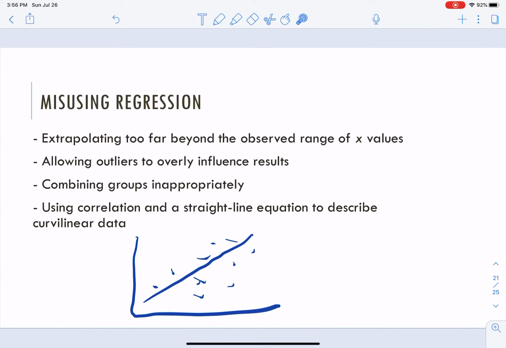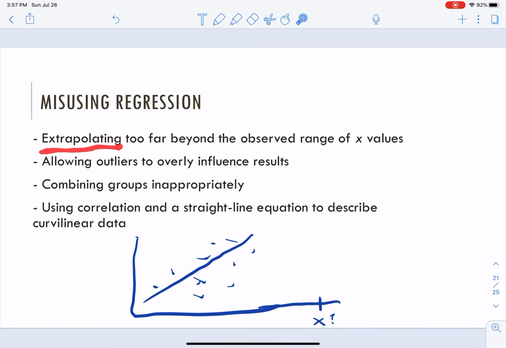That's all fine. But if I were to come over here and say, what if I were to plug in this value out here, this x value? Well, what you could do is draw this thing way out here. But here's the deal: we have no idea what the data look like out there. We only have data for this range. So doing this is called extrapolating.